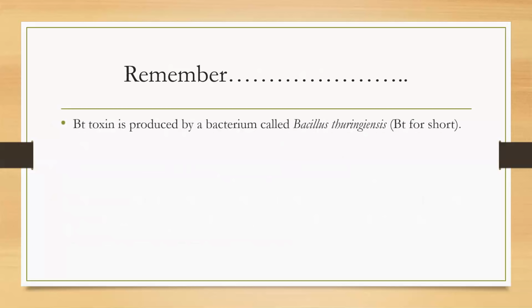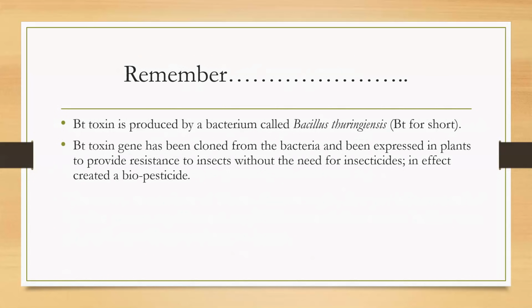So just remember, the Bt toxin is produced by a bacterium called Bacillus thuringiensis. Here Bt stands for Bacillus thuringiensis. The Bt toxin gene has been cloned from the bacteria, isolated from the bacteria, and introduced into the plants, and such gene undergoes expression in the plants to provide resistance to insects without the need for insecticides. So we can reduce the use of insecticides. In effect, we created a biopesticide.